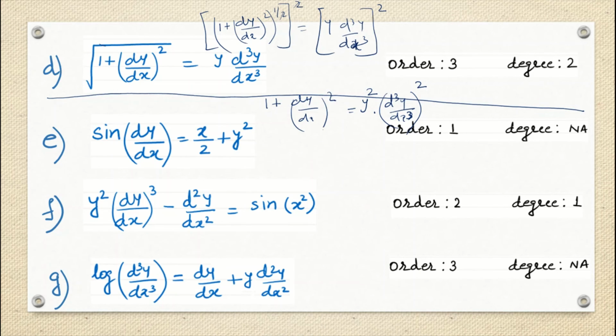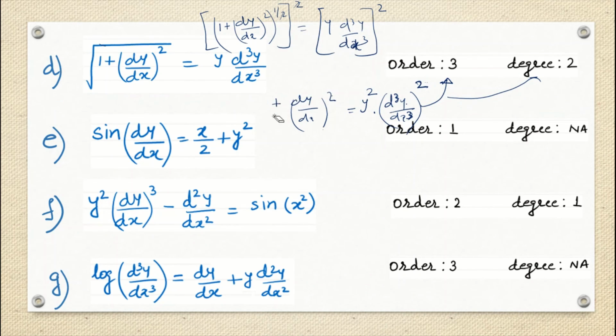So to find order, the highest derivative is d3y by dx cube. So the order is 3. How to find degree? To find degree, don't see those other terms. Just see which one is having the highest derivative. The highest derivative is d3y by dx cube, so the power of the highest derivative is 2. So 2 is nothing but the degree of this differential equation.